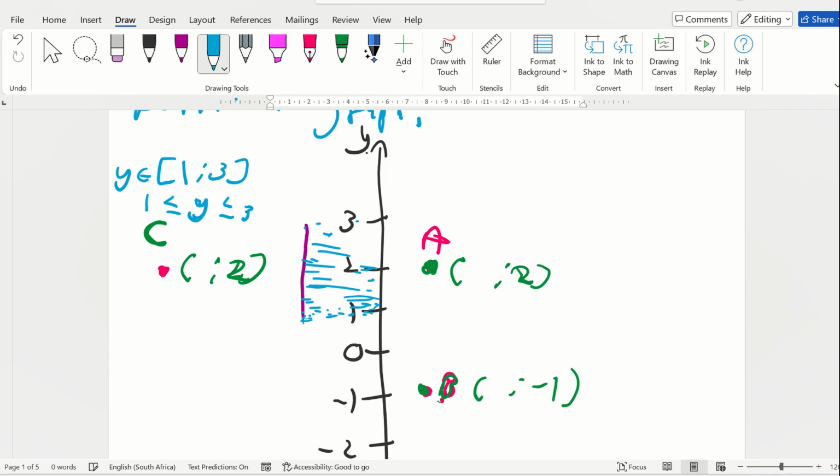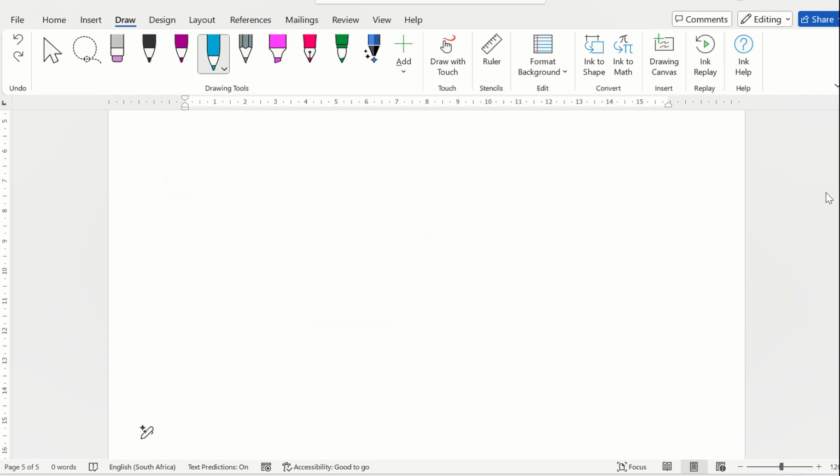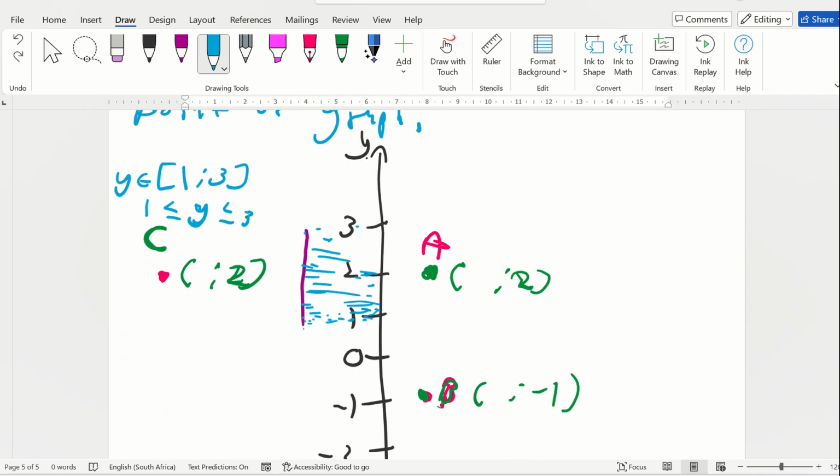Now, if this line wasn't including 1, if it started immediately after 1, or if it comes like this, where it doesn't include this bit but does include the 3, it will be like so. I get it. Yes. What about this line?